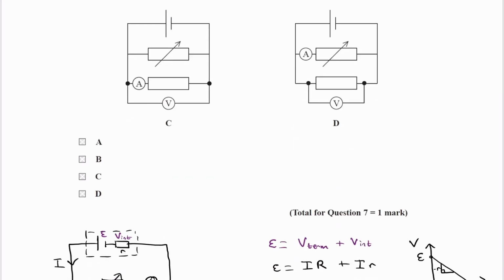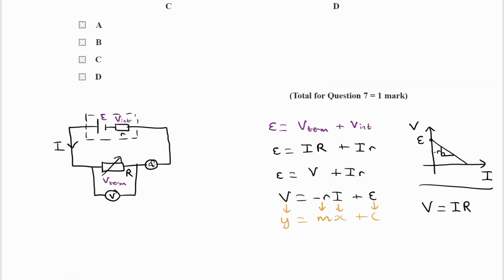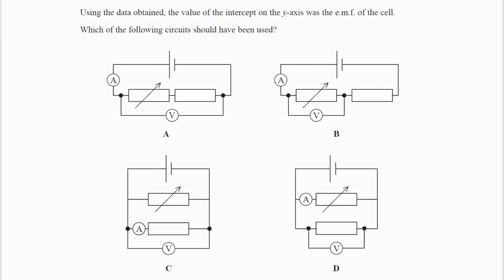Remember that the voltage that we measure, that we plot on this graph, has to be the terminal PD. It has to be the voltage across the entire external load. And for that reason, it can't be B. It can't be B because this just measures the voltage across the variable resistor. It doesn't measure the terminal PD, which is the voltage across the entire external load or the cell.